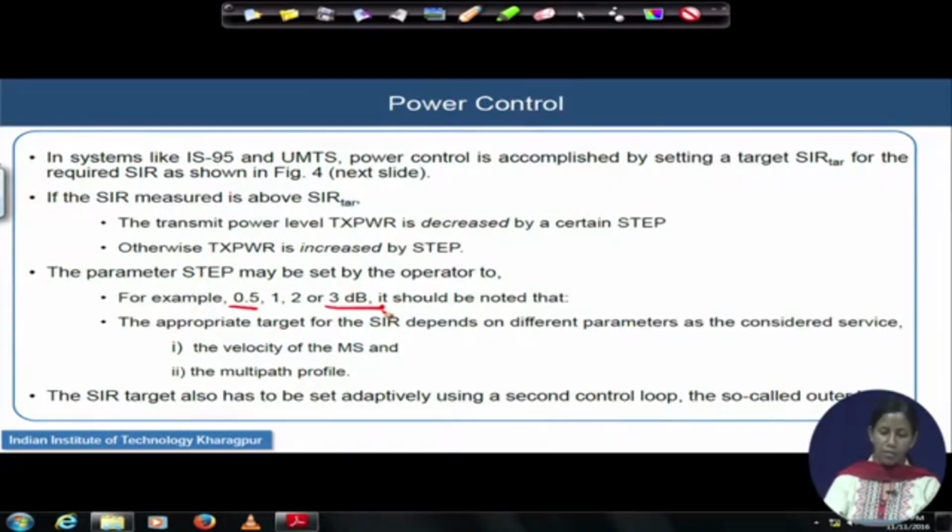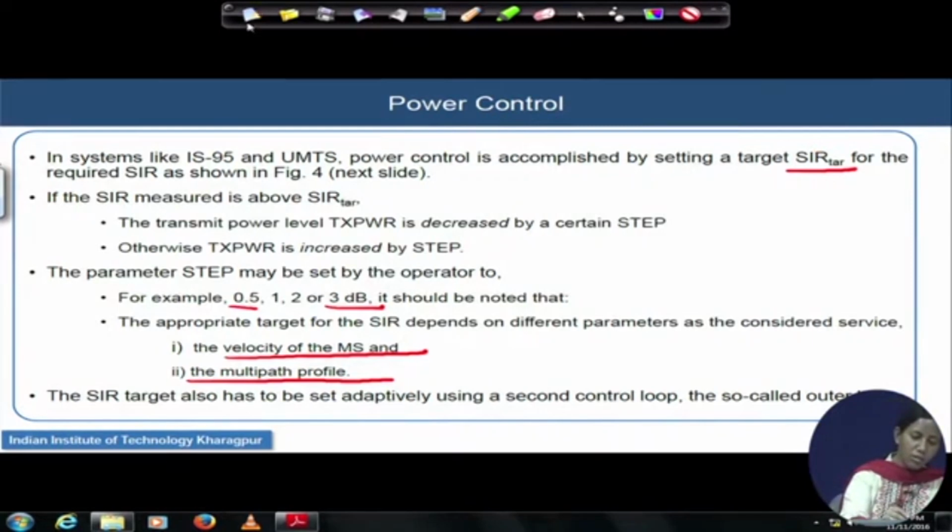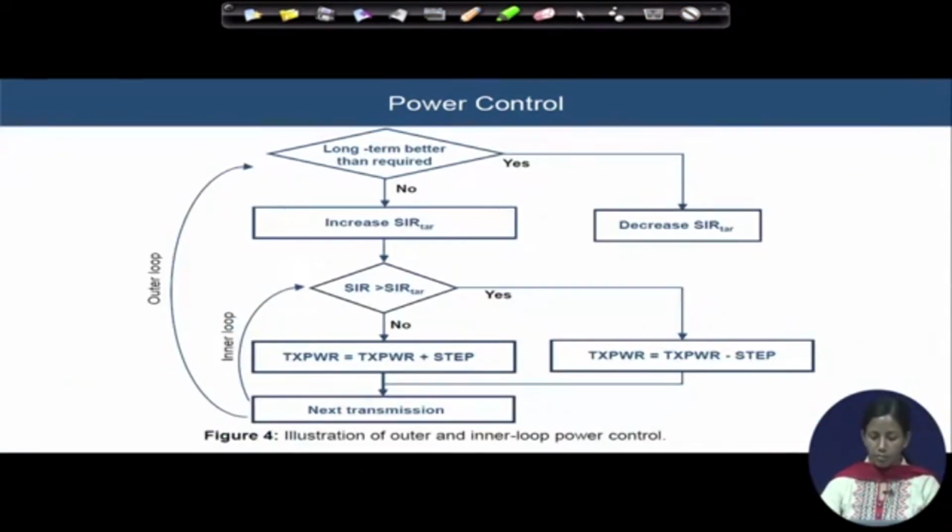Also, this SIR target is not always a fixed target, because it needs to be varied based on the velocity with which the mobile station is moving, as well as the multipath profile of the channel, the way it is varying. So, the setting of this SIR target is required to be adaptively changed. Now, let us see the whole part. So, this is the figure.